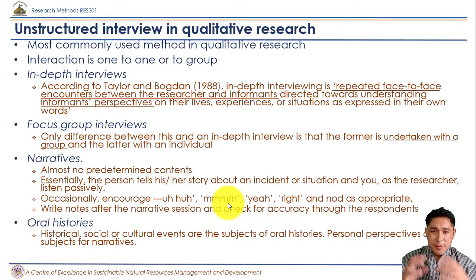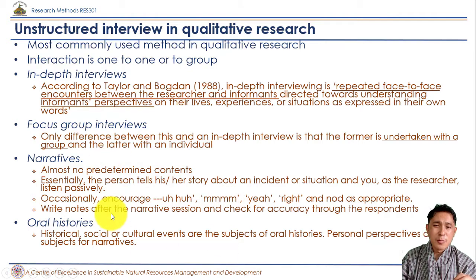But sometimes, if respondents are quite bored of speaking so much, then you need to actively encourage them again through these kinds of words. Then at last, when the narrative session has come to a conclusion, write all the narrative interview data. Then go back to the respondents and check the accuracy, whether what they have said is accurately noted down in your data collection forms.